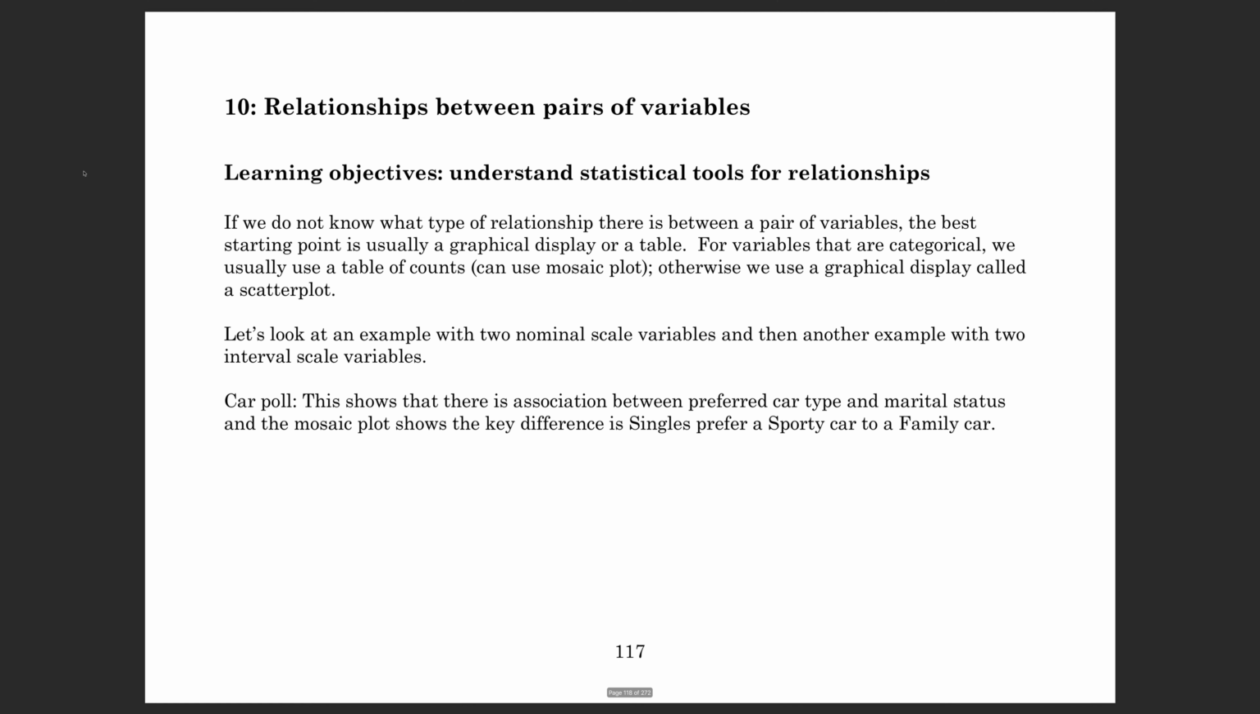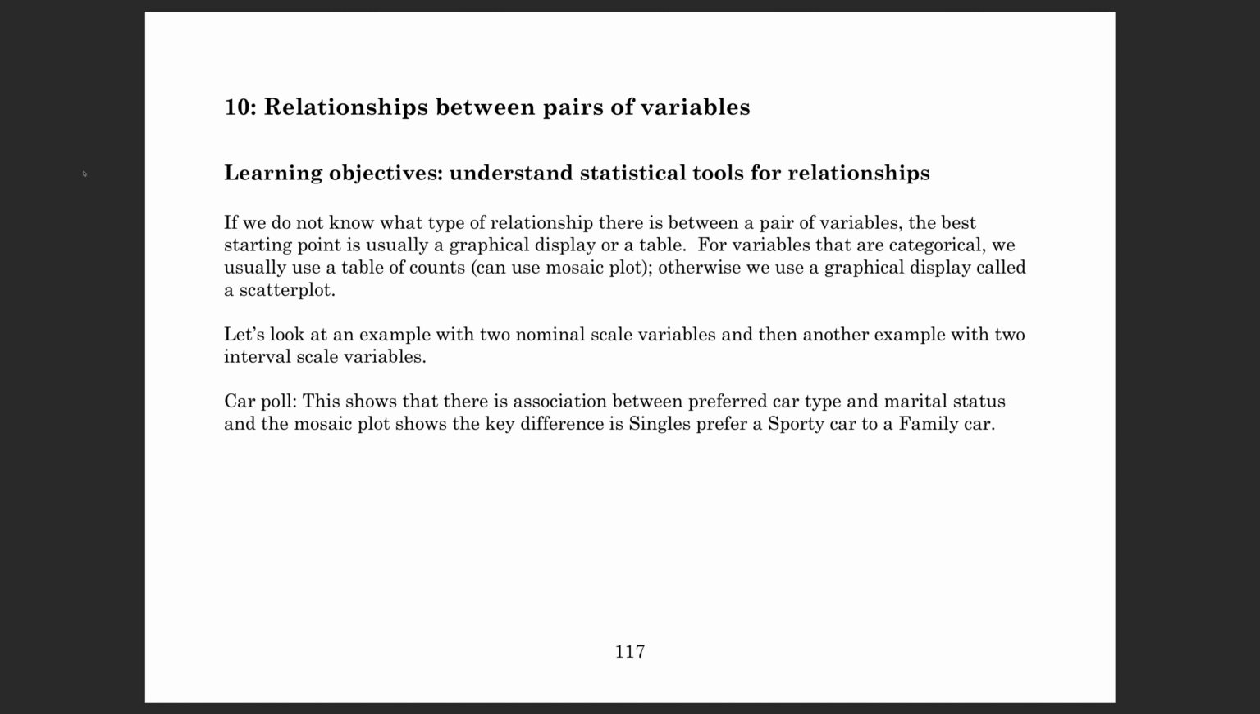The learning objective for this chapter is how to understand statistical tools for relationships. If we don't know what sort of relationship there is between a pair of variables, the best starting point is usually a graphical display or a table. For variables that are categorical, we often use a table of counts, but as we will see, there is a graphical option called a mosaic plot. If they are both interval or ratio scale, we use a graphical display called a scatter plot.